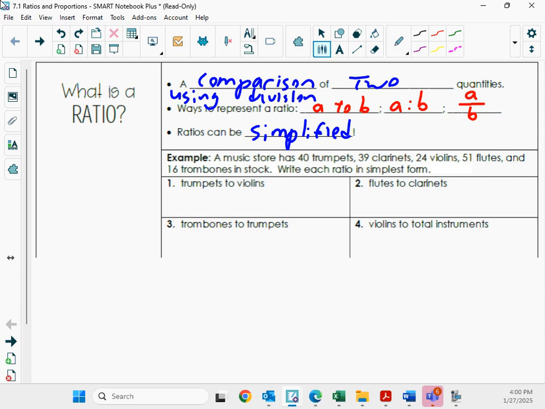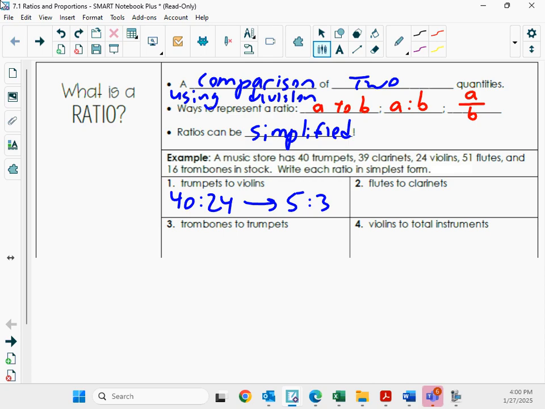So an example here, a music store has 40 trumpets, 39 clarinets, 24 violins, 51 flutes, and 16 trombones in stock. Write a ratio in simplest form. Well, trumpet violin, we have 40 trumpets, we have 24 violins, and we can reduce that just like we can reduce any other fraction. So this is going to simplify to 5 over 3. Actually, let me write it like a ratio. This simplifies to a 5 to 3 ratio.